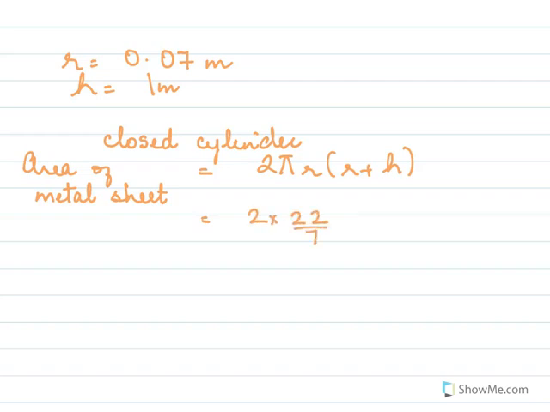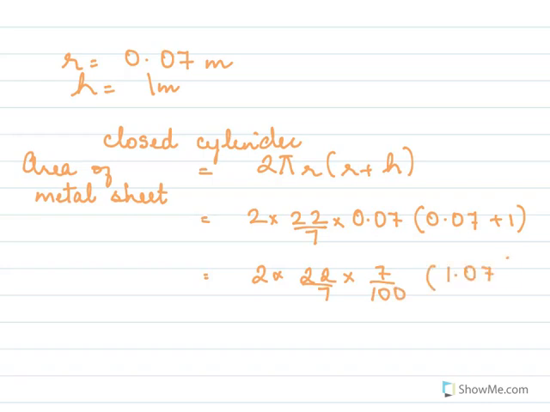2 into 22 over 7. Your r is 0.07, 0.07 plus 1. Now to work this, you get 22 over 7, 7 over 100, 1.07. Now this cancels out, and you will get here 44 into 1.07 over 100.